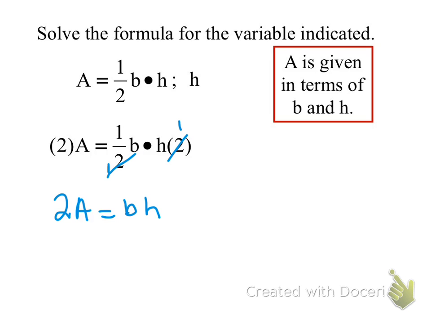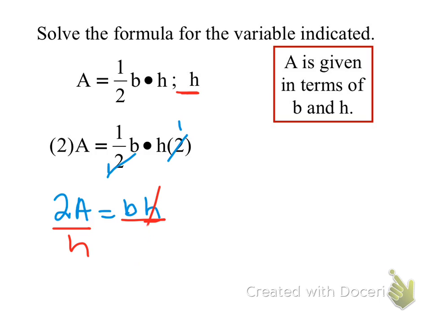Now what would I need to do to get the h by itself, Michael? You divide by 2 on both sides. Michael, look. I have to get the h by itself. Look, how do I know that? Because it's right here. Divide by h. Is the h alone? No. I meant divide by b.